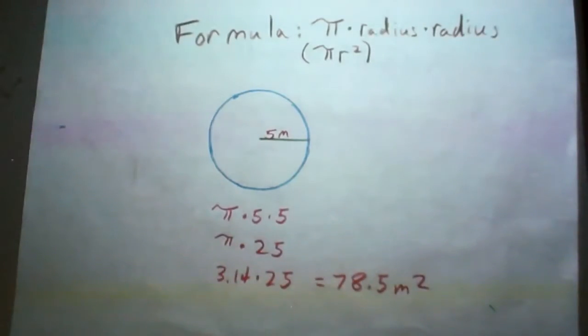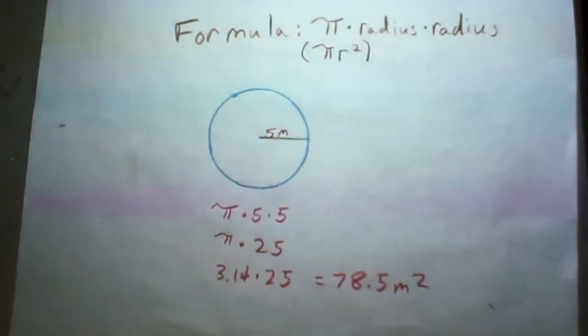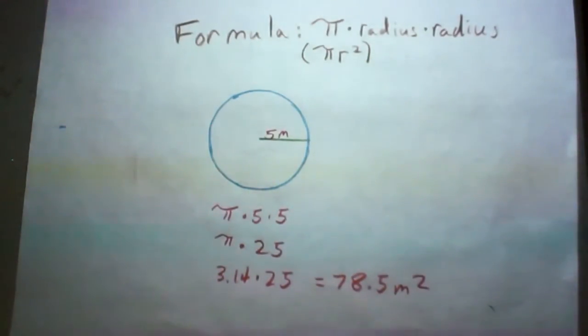And in this example, I have a radius of 5. And don't forget, if you have a diameter length, you have to cut the diameter in half. So my initial setup would be pi times 5 times 5, or then pi times 25, and then 3.14 times 25. And since, again, we had meters, and area is a two-dimensional measure, this would be meters squared, so the answer to this would be 78.5 meters squared.